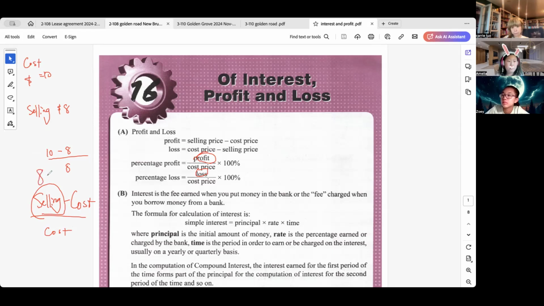And the cost? The cost is 10. So what is the cost? The cost is 10. Yeah. So did you get it wrong or not? Wrong.